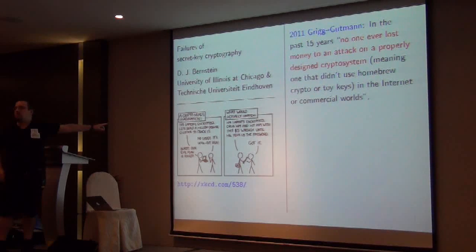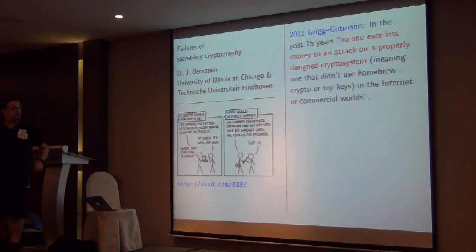First of all, XKCD. For those of you who might not be able to read it from the back, the left side has a bad guy saying, his laptop's encrypted. Let's build a million-dollar cluster to crack it. And then the other bad guy says, no good. It's 4,096-bit RSA. And the first bad guy says, blast, our evil plan is foiled. Now this is labeled a crypto nerd's imagination. And on the right side, it says what would actually happen. And there the bad guy says, his laptop's encrypted. Drug him and hit him with this $5 wrench until he tells us the password. The other bad guy says, got it.